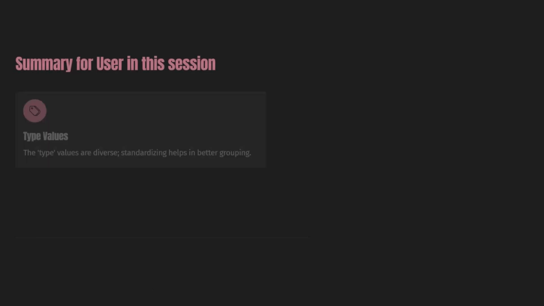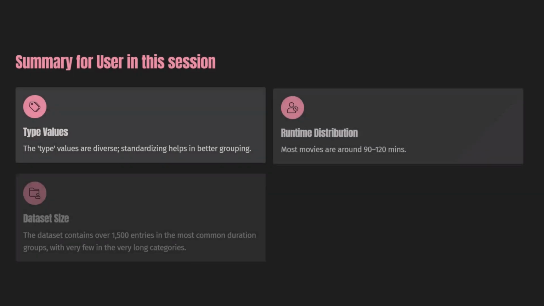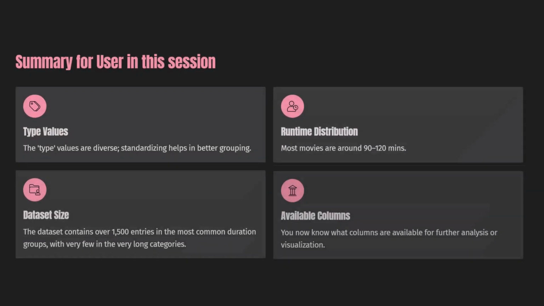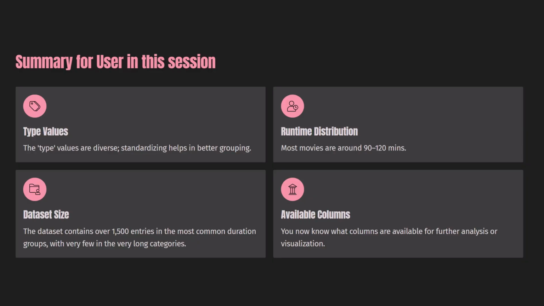So in summary, in the output value we can get the type. The values are diverse, and standardizing helps in better grouping. Another one is that most movies are around 90 to 120 minutes. The dataset contains over 1,500 entries in these most common duration groups, with very few in the very long category. You might know what columns are available for further analysis or visualizations.